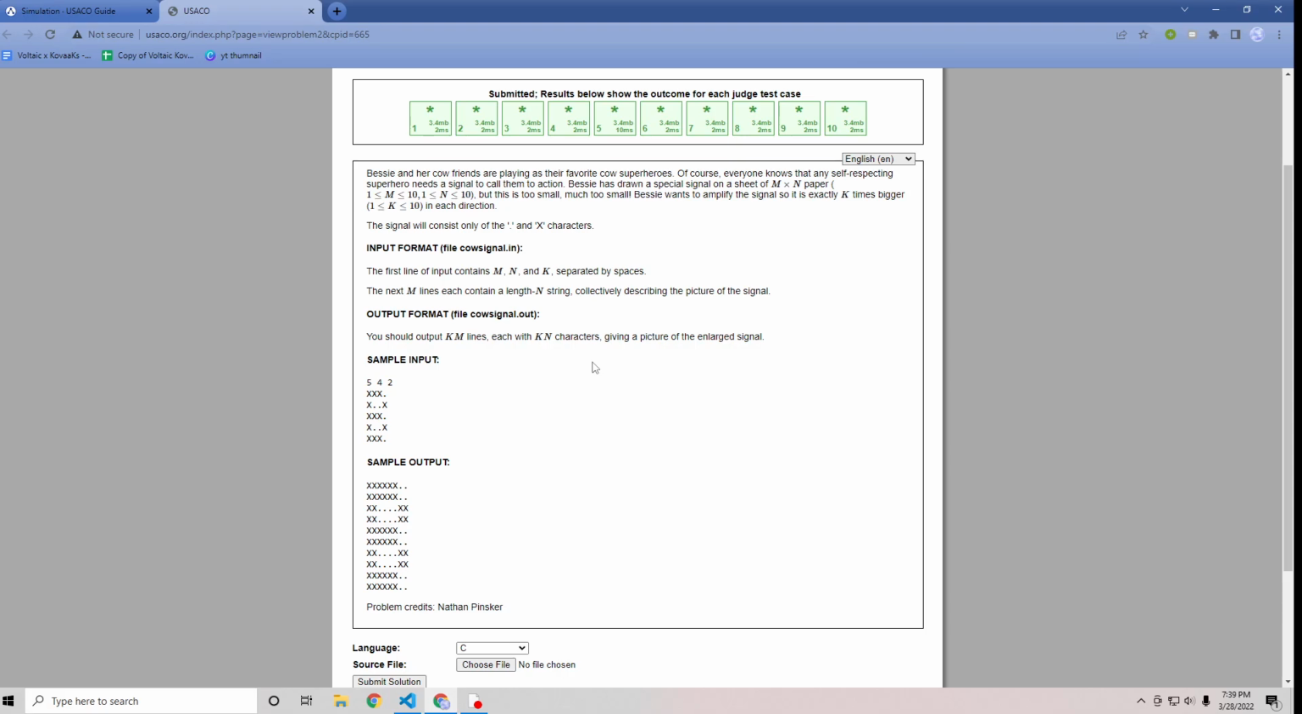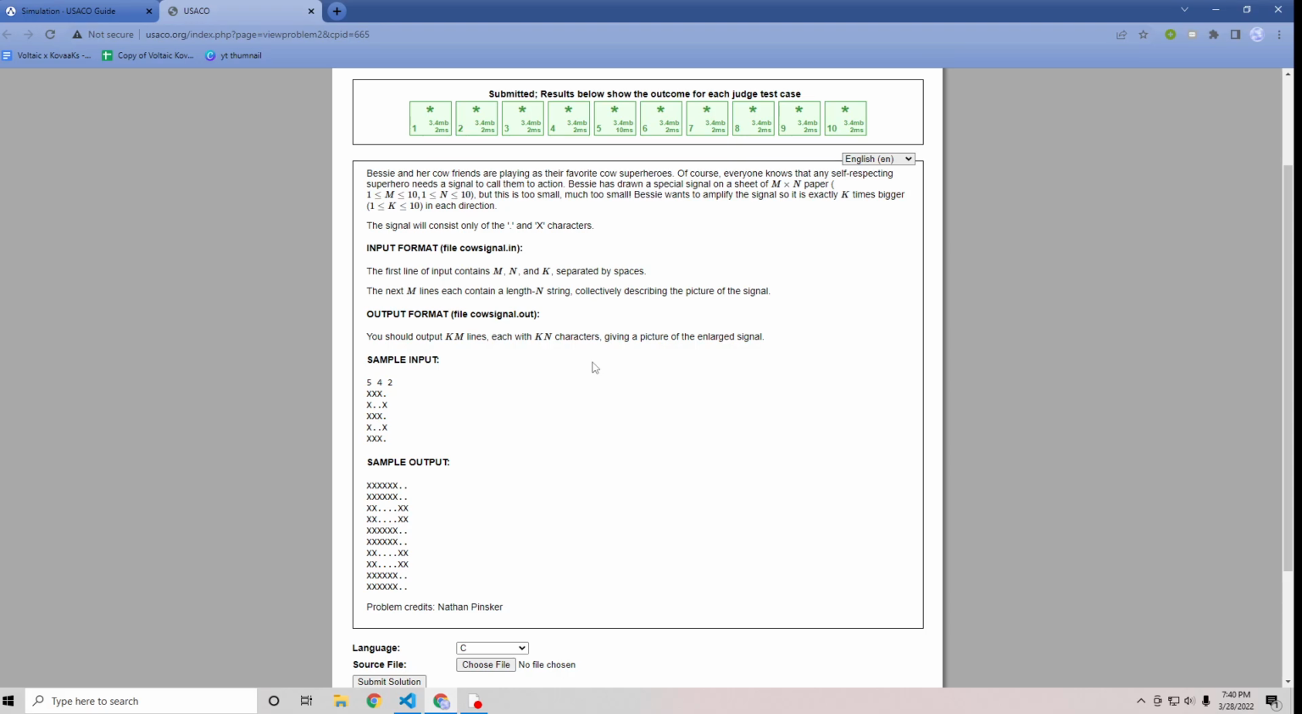Okay, so Bessie and her cow friends are playing as their favorite cow superheroes. Of course, everyone knows that any self-respecting superhero needs a signal to call them to action. Bessie has drawn a special signal on a sheet of M by N paper. But this is much too small. Bessie wants to amplify the signal so it's exactly K times bigger in each direction. The signal will consist of only dots and crosses.